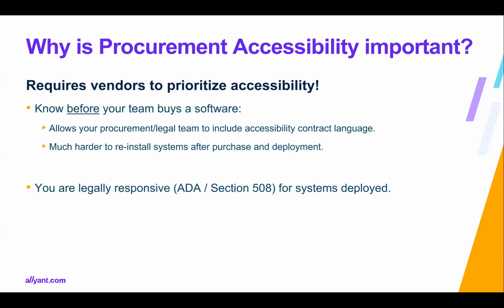So one of the biggest things we like to help organizations and clients understand is that when you prioritize accessibility internally in the procurement process, whether you're going through that RFP, that RFI, or that final vendor conversation and contract negotiation, you're also requiring your vendors to prioritize accessibility. And then you can do this before it's too late.